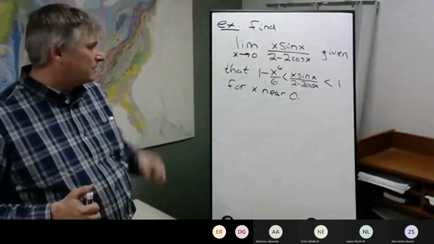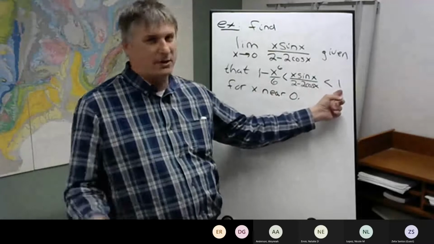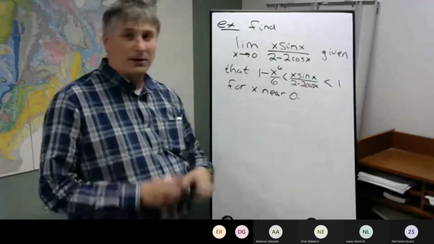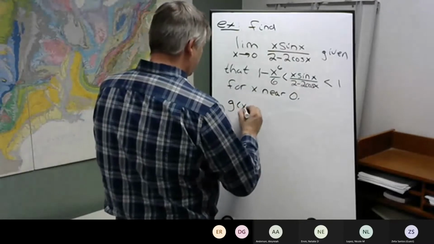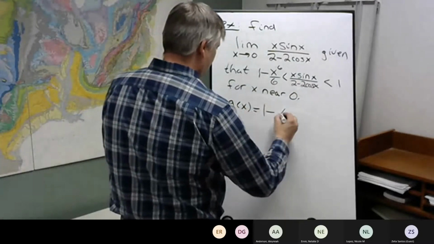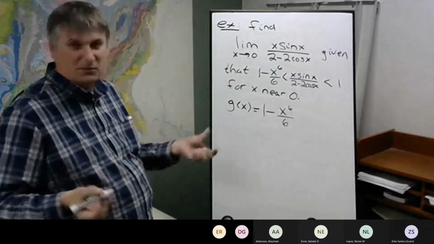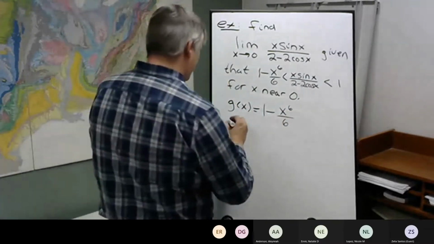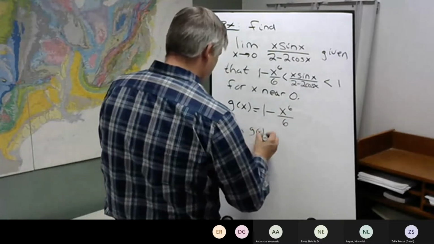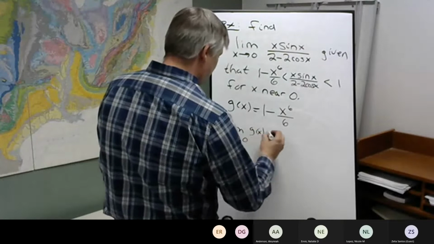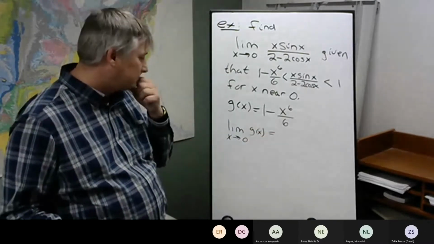So what we want to do, we're going to treat this as g. This will be our h, will just be a constant function. This will be our f. So if we let g of x be that, and again, this is a polynomial. So we take the limit of g of x as x approaches zero. Well, we can use our rules for evaluating limits for polynomials.